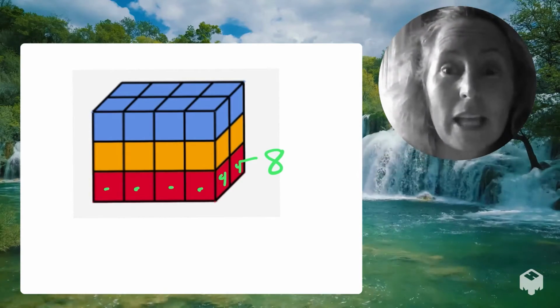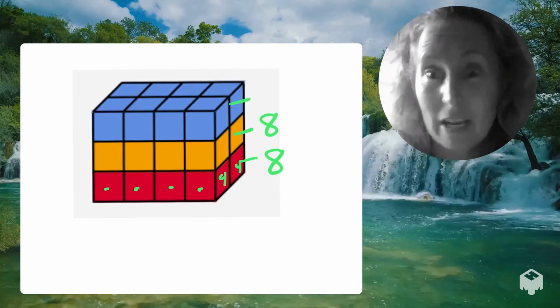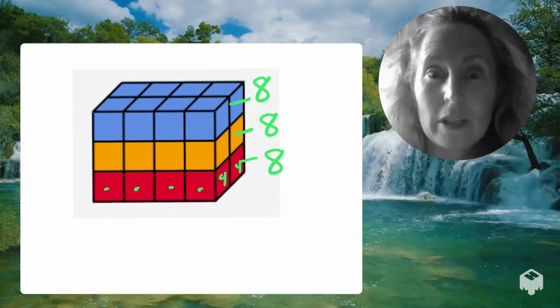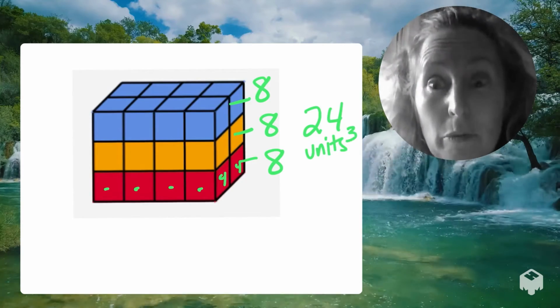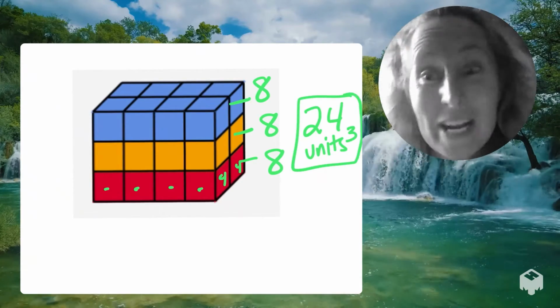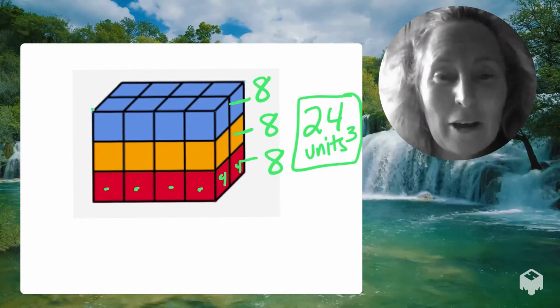And how many of those layers of 8 do I have? I've got 3. So 8 times 3 would let me know that I've got 8 and 8 and 8, or 24 units cubed.